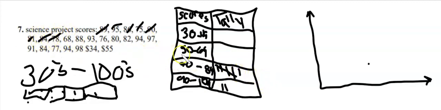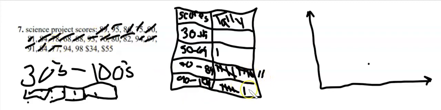78, 68, 88, 93, 76, 80, 82, 94, 97, 91, 84, and I kind of went out of my table, but that's okay. 77, 94, 98, 34, and 55. So now my data ranges anywhere between 1 and 12.